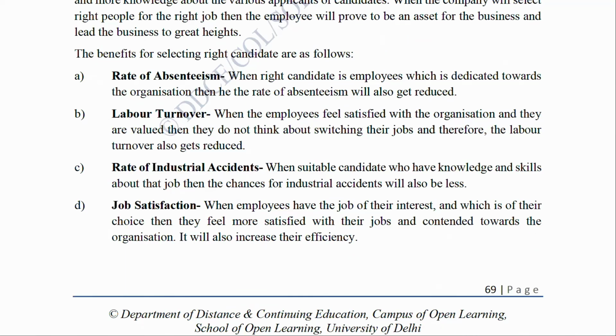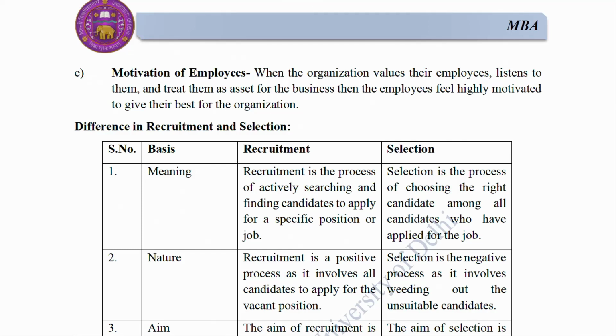When suitable candidates have knowledge and skills about that job, then the chances for industrial accidents will also be less. Fourth, job satisfaction. When employees have the job of their interest and of their choice, they feel more satisfied with their jobs and contented towards the organization. It will also increase their efficiency. Fifth, motivation of employees. When the organization values their employees, listens to them, and treats them as assets for the business, then the employees feel highly motivated to give their best for the organization.